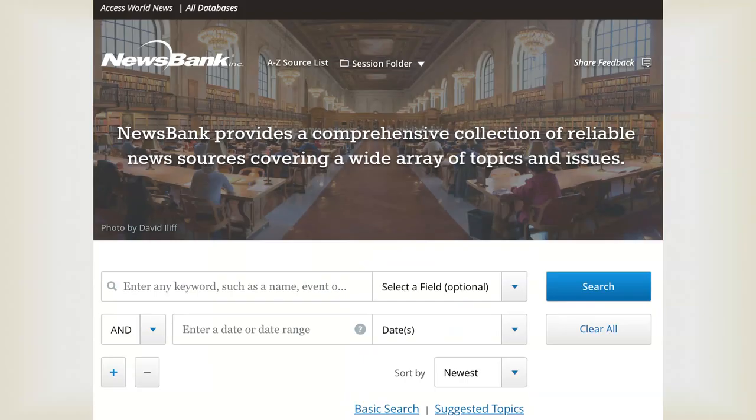Newsbank is the company that actually owns Genealogy Bank, and they own a product also called Access World News, which are more current newspapers. They're newspapers that were born digital. You're also probably going to find that this is something that your local public library or your local academic library might subscribe to. So this is very useful for finding more recent obituaries, more recent stories. Again, things that probably were published in the 1990s and later. That's typically what you're going to see.